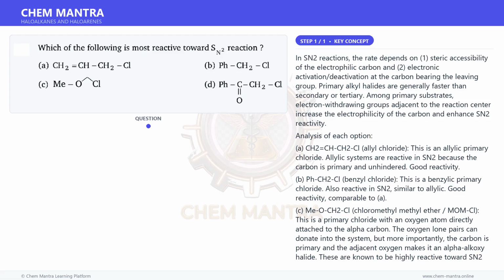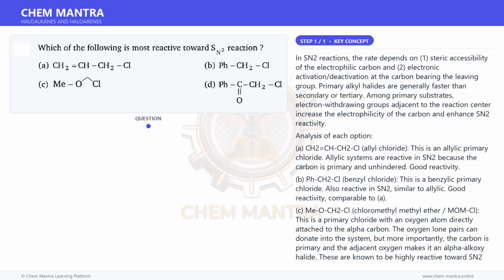In SN2 reactions, the rate depends on 1. Steric accessibility of the electrophilic carbon and 2. Electronic activation-deactivation at the carbon bearing the leaving group. Primary alkyl halides are generally faster than secondary or tertiary. Among primary substrates, electron withdrawing groups adjacent to the reaction center increase the electrophilicity of the carbon and enhance SN2 reactivity. Analysis of each option.